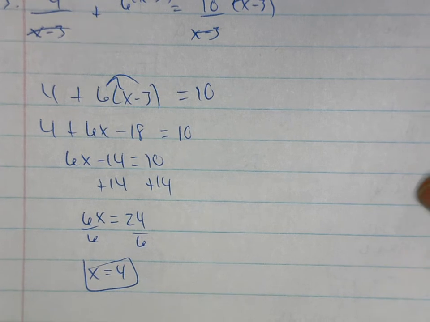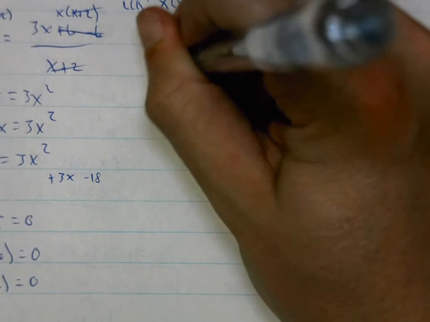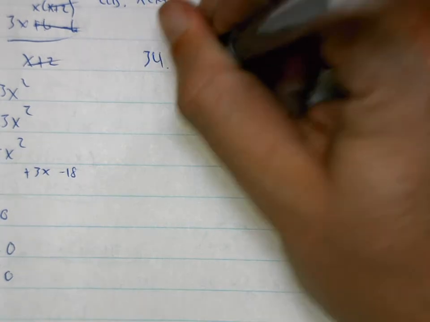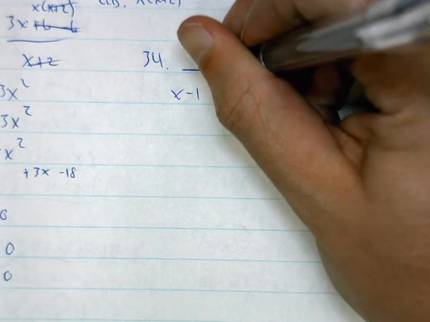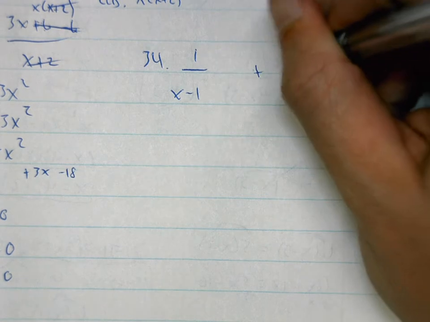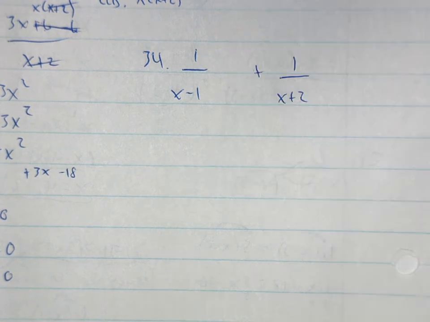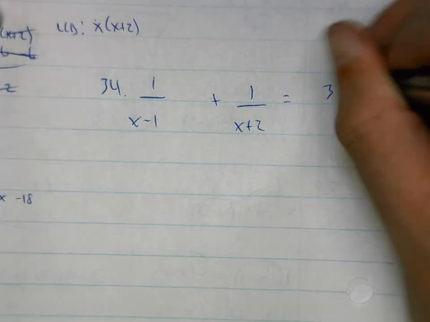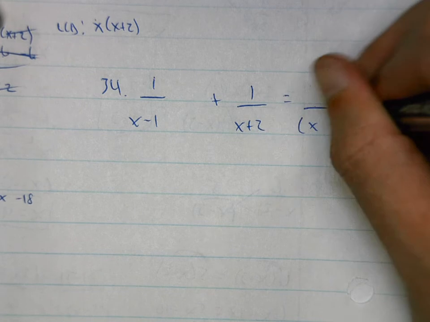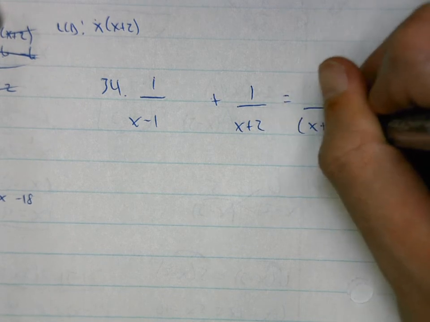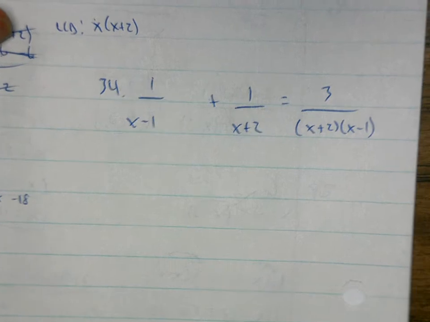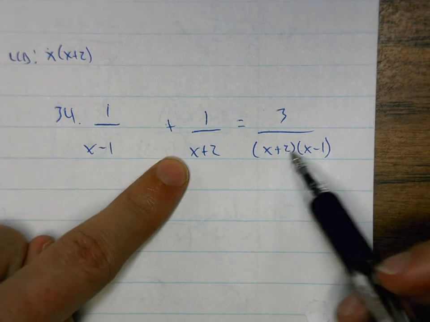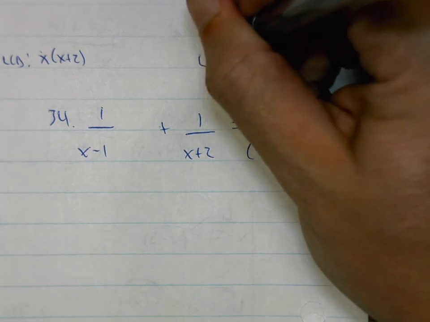The next one's 34. 34 we have 1 over x minus 1 plus 1 over x plus 2 equals 3 over x plus 2, x minus 1. I factored it, you're welcome. And so I want to get rid of the x minus 1. I want to get rid of the x plus 2. This is my LCD right here. The LCD is x plus 2, x minus 1.